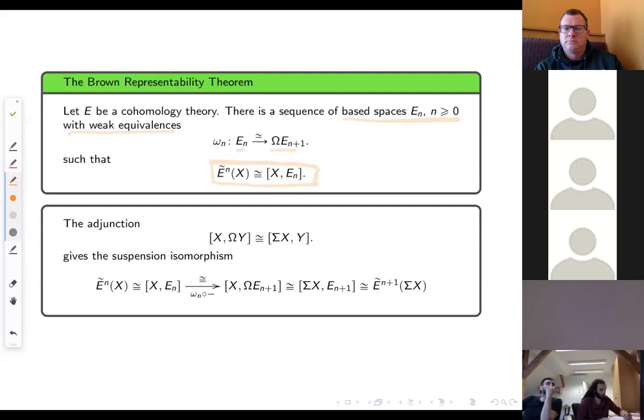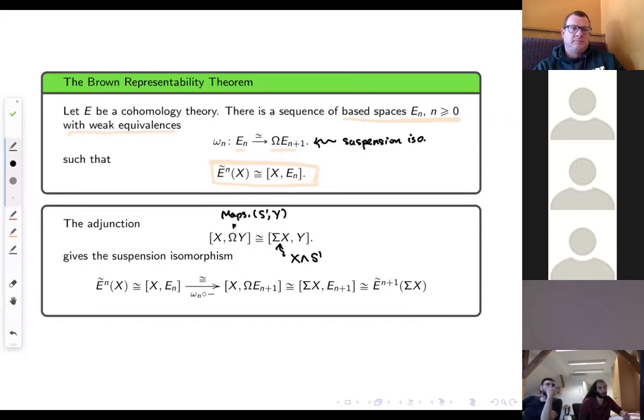So this map is supposed to have something to do with the suspension isomorphism. I mentioned that before. So let's see that now. There's an adjunction between the loops functor and the suspension functor. The loops functor is just based maps from S1 into the space Y, and this is the smash product of X with S1. Okay. So from that adjunction, you get that homotopy classes of maps from X to the loops on Y is isomorphic to maps from the suspension of X to Y. And using this, we get the suspension isomorphism.